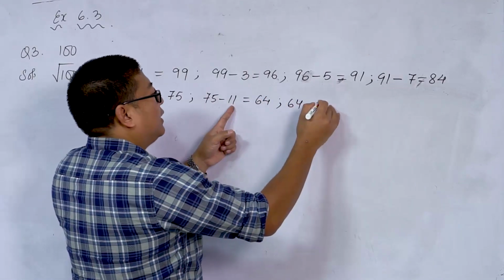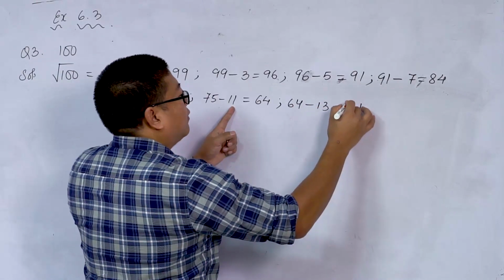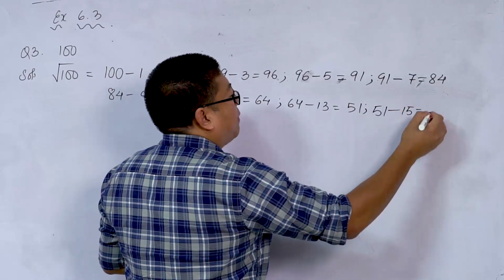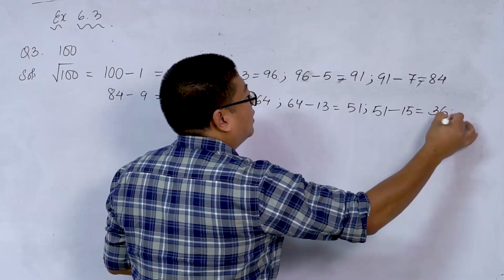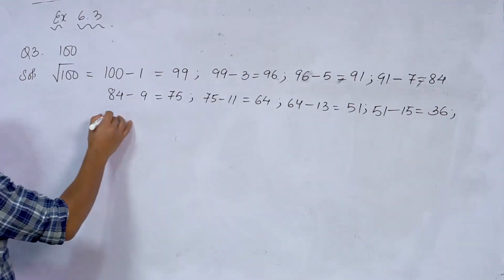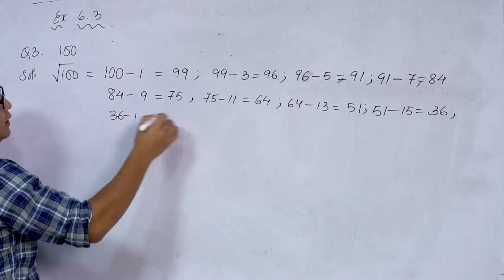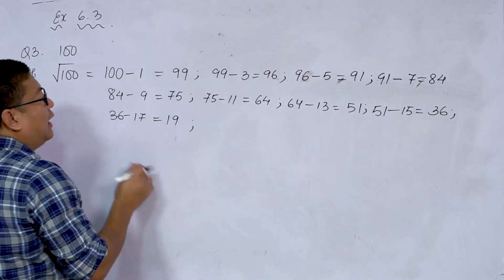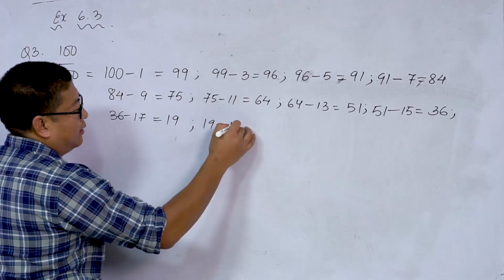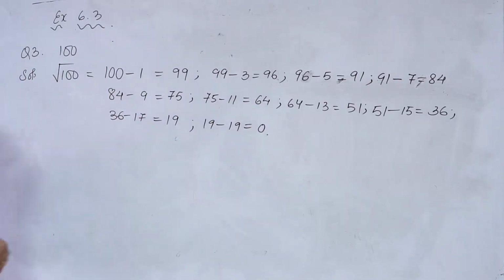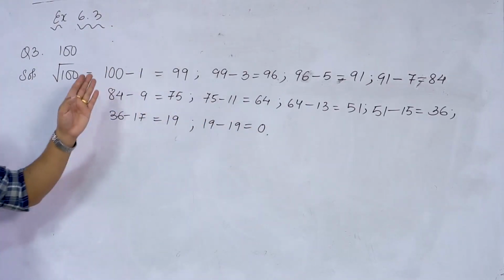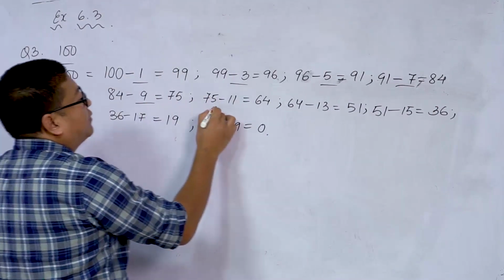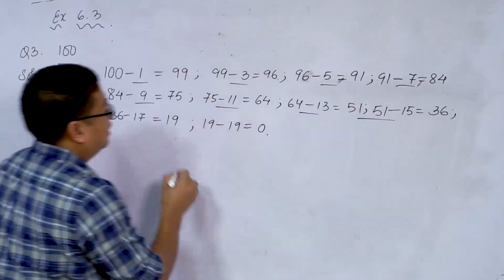After 11, it will be 13, 64 minus 13, you get 51. After 13, it will be 15, so it will be 36. 36 minus 17, you will get 19. After 17, you subtract 19. It comes to 0. We have finally reached 0. Let's count the number of steps that we have done. 1, 2, 3, 4, 5, 6, 7, 8, 9, 10.